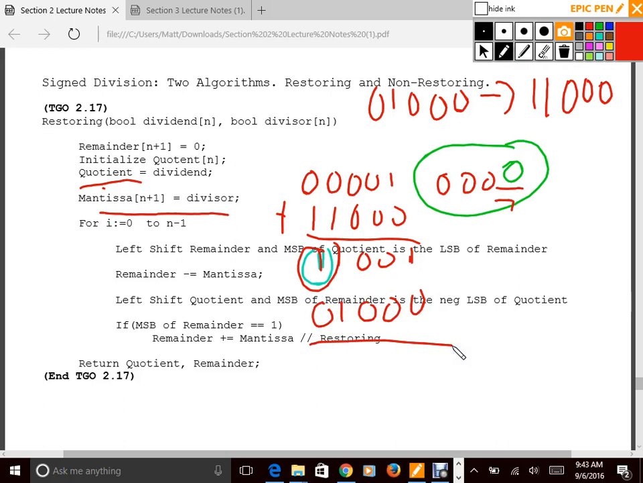Now, this is where students make a common mistake. If I'm subtracting 8 here, and I'm adding 8, what's this value going to be?